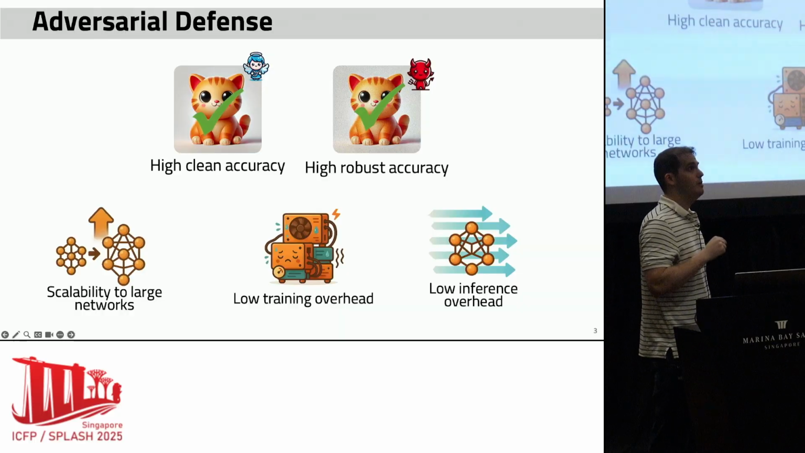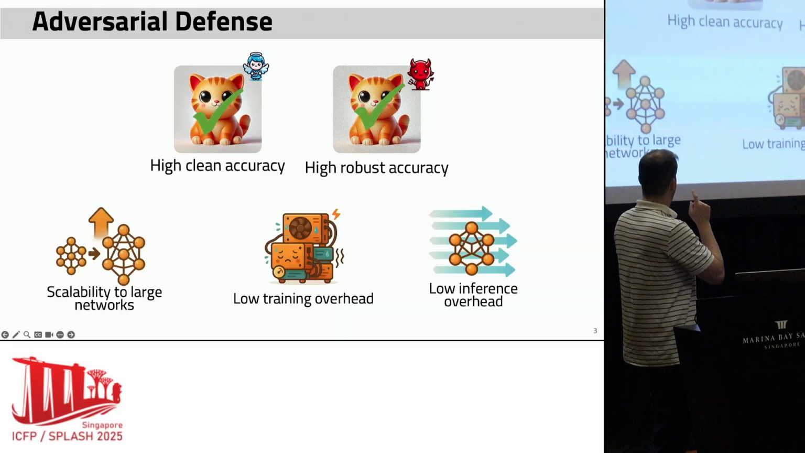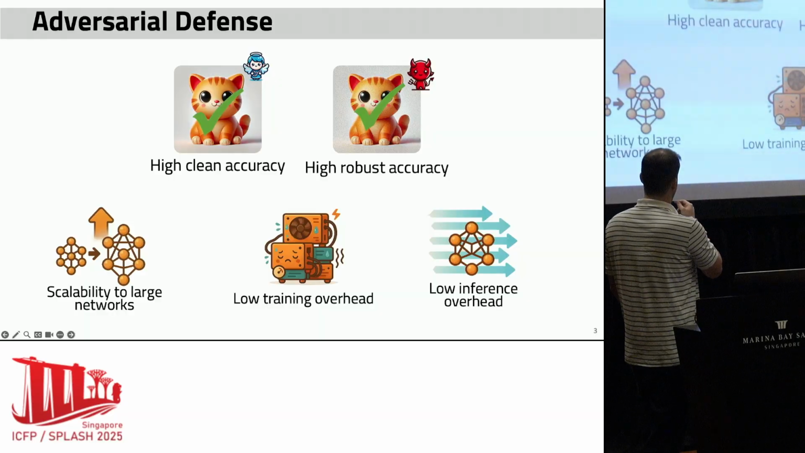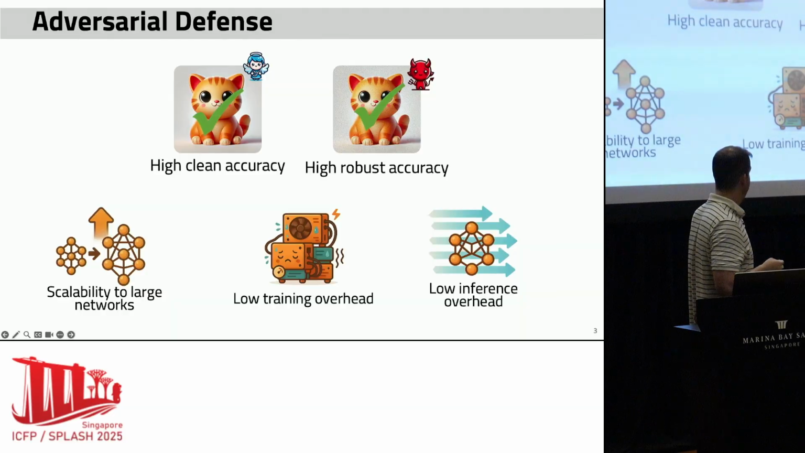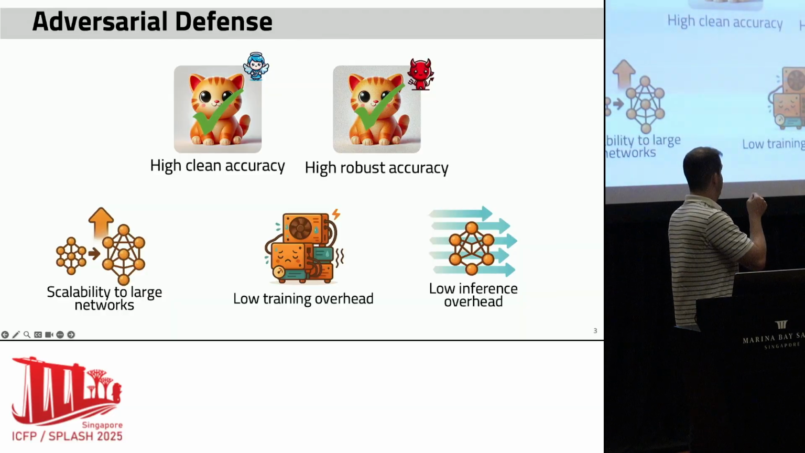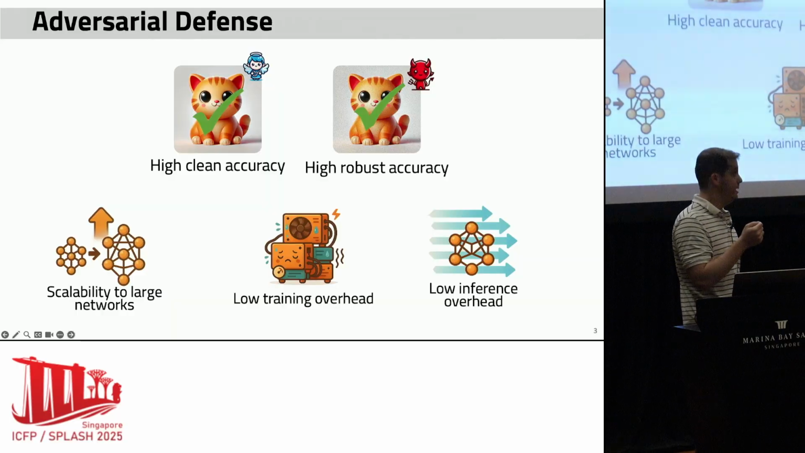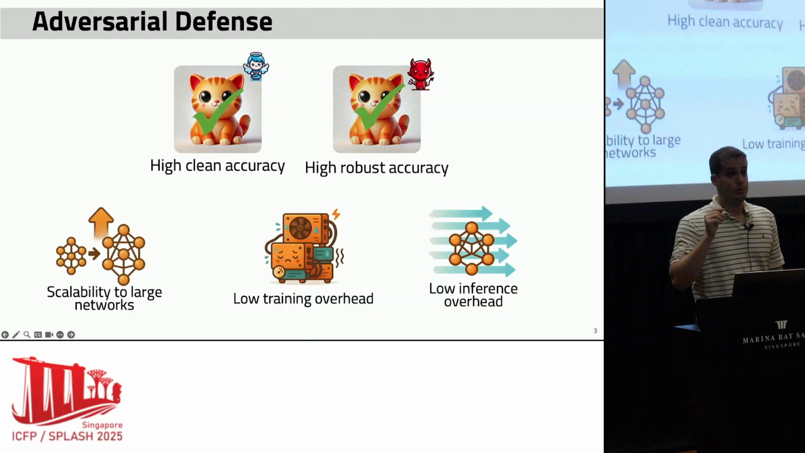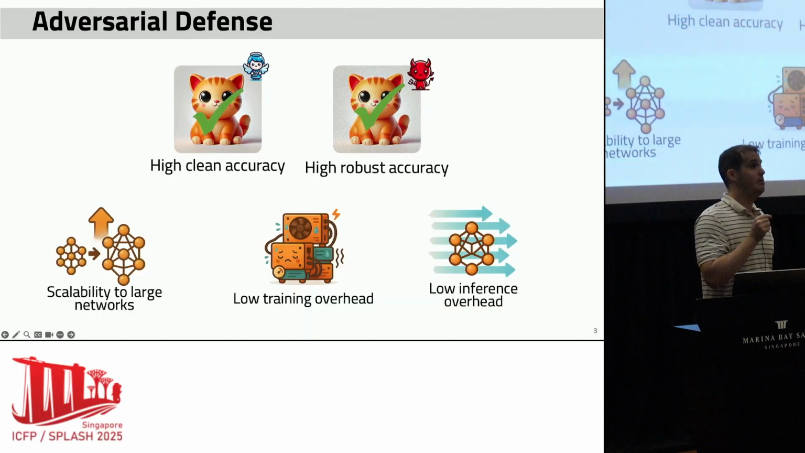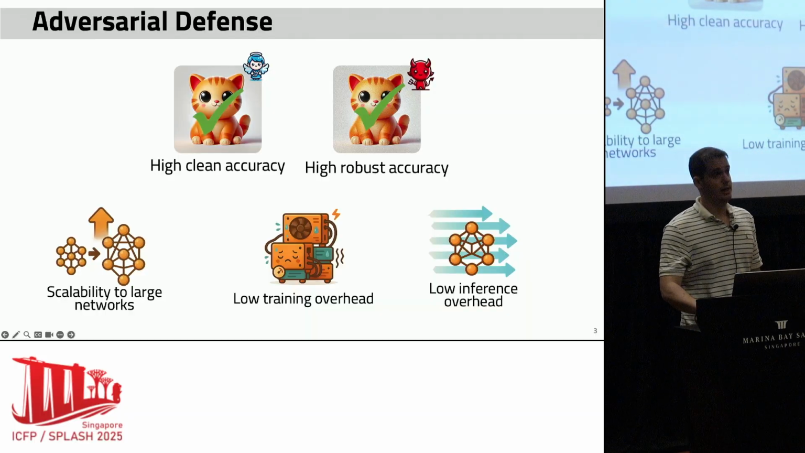But we also have another objective, which is to make our defense scale to large real-world neural networks. And we want to keep the training overhead, if needed, and the inference overhead relatively low. In the next slides, I will present some of the current approaches for adversarial defenses.